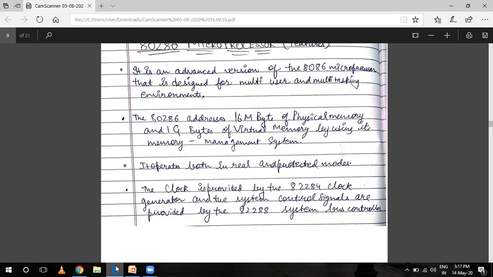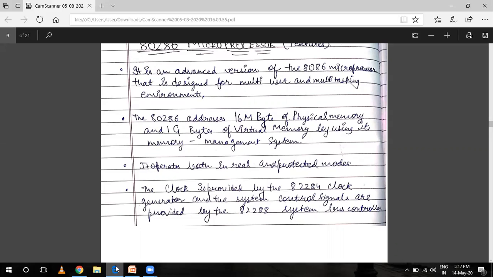80286 is an advanced version of 8086 microprocessor, and in 1985 Intel produced an upgraded version of 80286, which was a 32-bit microprocessor. Initially it was a 16-bit microprocessor, but after 1985 Intel produced its upgraded version of 80286, which was a 32-bit microprocessor. Fine.